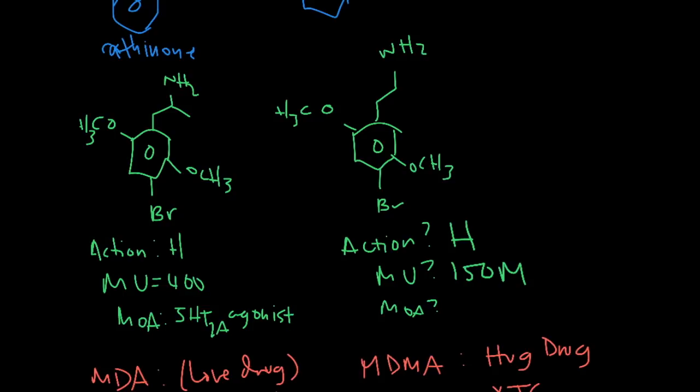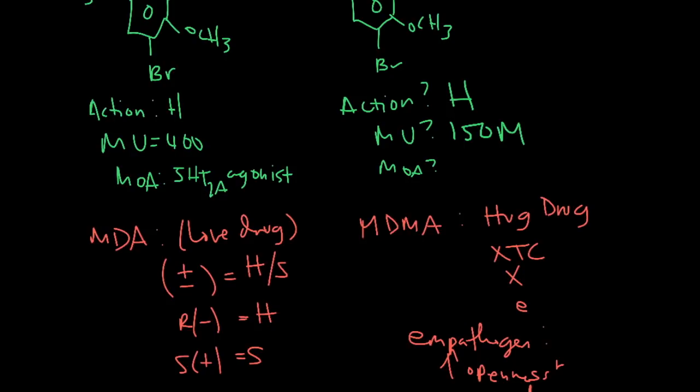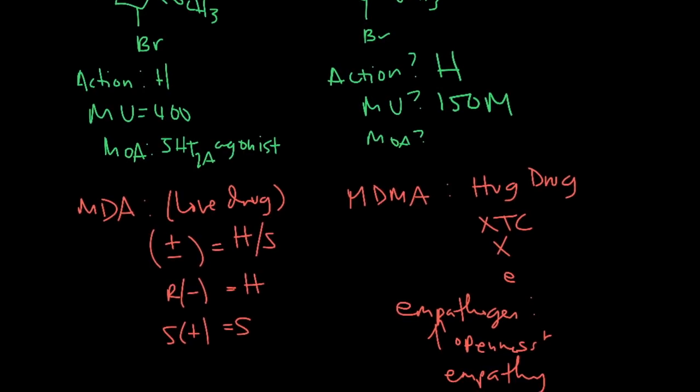Another example he gave us was MDA and MDMA. So MDA, the racemate, is a hallucinogen and a stimulant. The R isomer is a hallucinogen, the S plus isomer is the stimulant. MDMA is known as the hug drug, or ecstasy, or X or E. It's an empathogen, which means it leads people to greater openness and empathy.